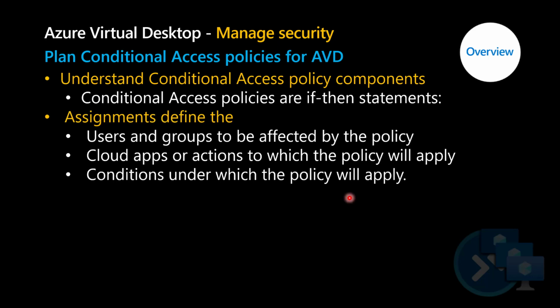In the assignment tab, we have to identify the user or the group that will be affected by the policy. We will identify the cloud app that will be affected by the policy as well. And also we will identify the condition, which is if this device is within this location, if the user is using a legacy app, if the user is using a trusted device. So this is where the condition will be part of the configuration.